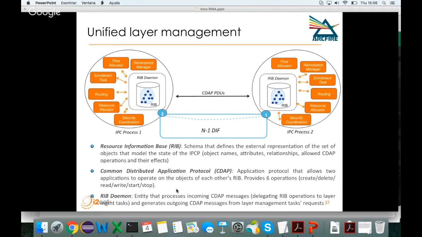If you want to do a routing protocol, you just need to define what are the objects that you are going to exchange, what operations you are going to perform on them, and what happens when these operations are invoked. But you don't need to do your own serialization, your own protocol to exchange information, and so on. All of this is already done.